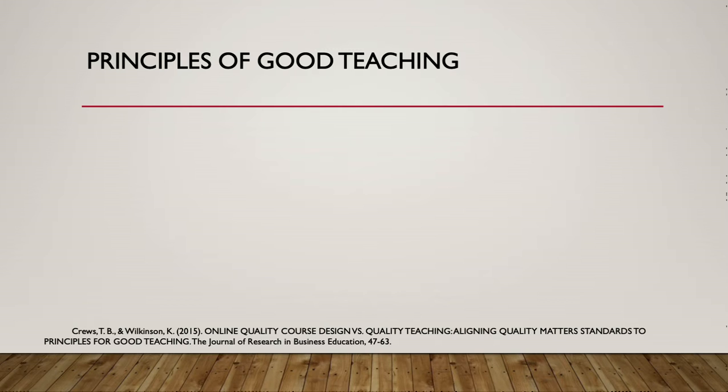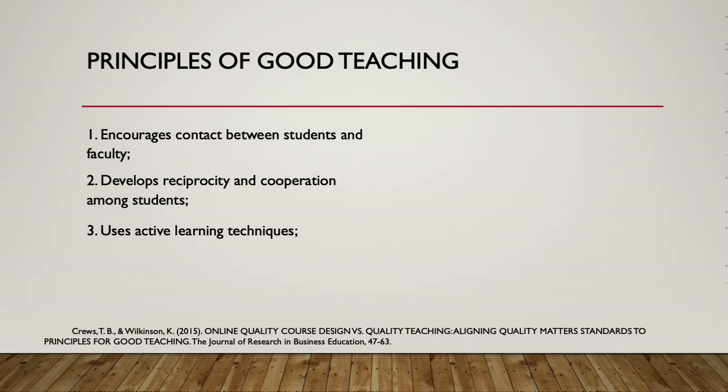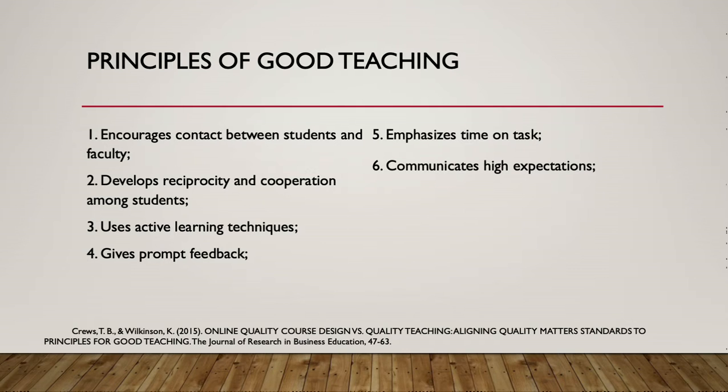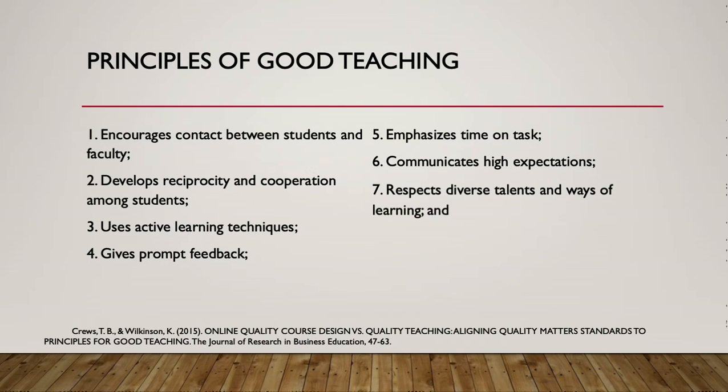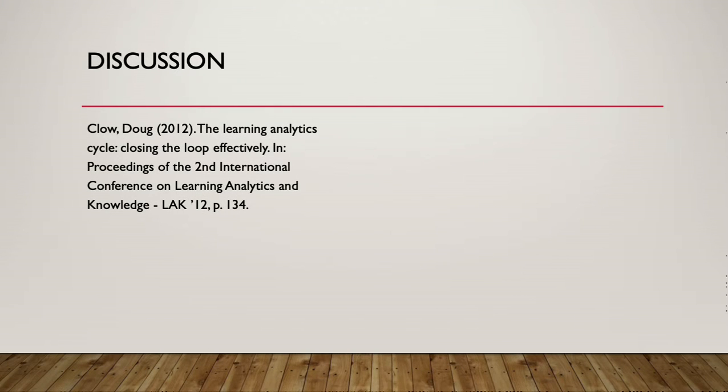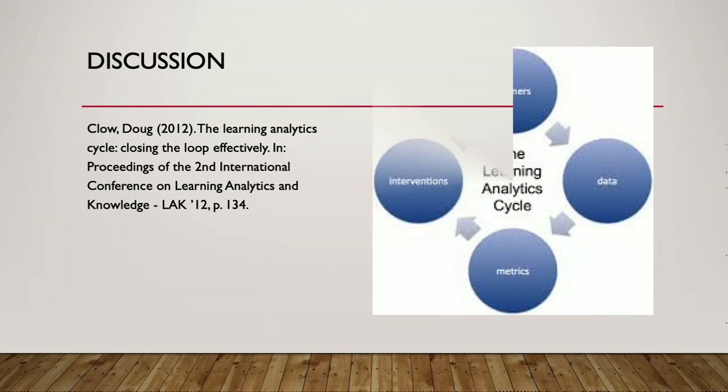But the principles of good teaching were evident. Encouraging contact between students, develop reciprocity, active learning techniques, prompt feedback, time on task, communicates high expectations, respect diverse talents, emphasizes professionalism. There are 3 effective areas identified and 3 areas noted for improvement in LDD 200X. The primary area for improvement is the area of class discussion and engagement. The QTIP set of criteria fits into the idea of building a learning community.